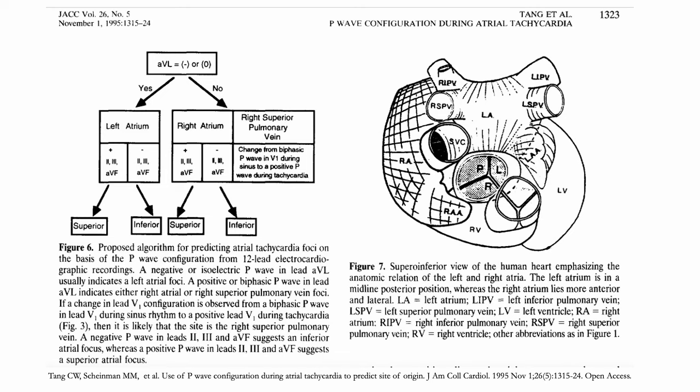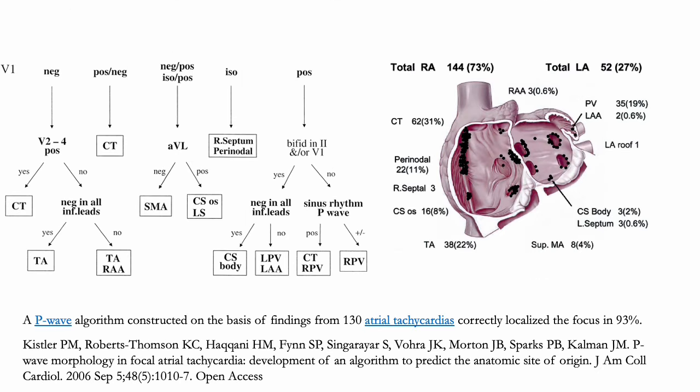A P-wave algorithm has been constructed by another group of authors, which also came out in the Journal of American College of Cardiology in 2006, and they correctly localize the focus in 93%. What is ripe for research is using big data sets and machine learning to improve the ability to determine the origin of these atrial tachycardias.